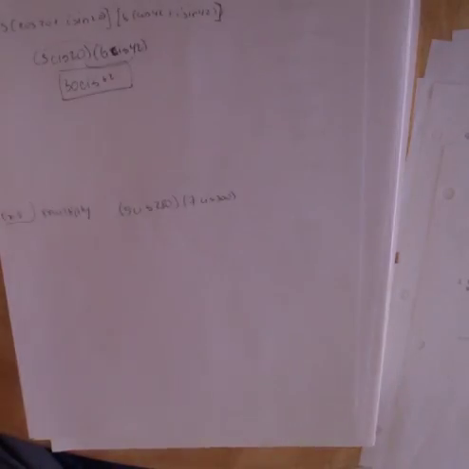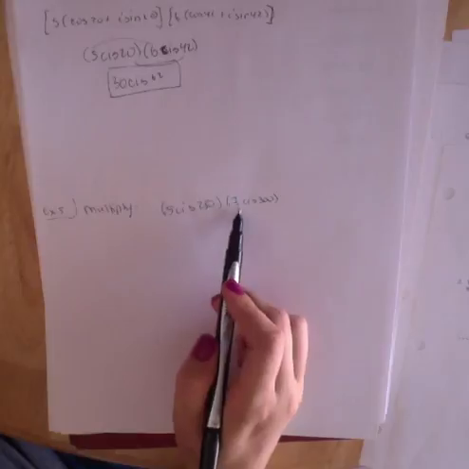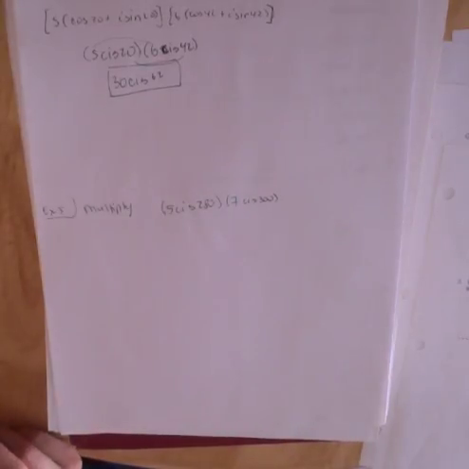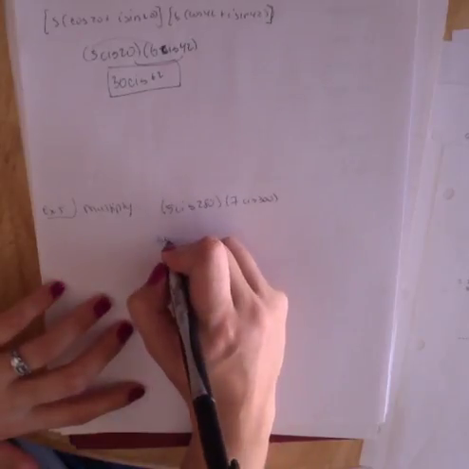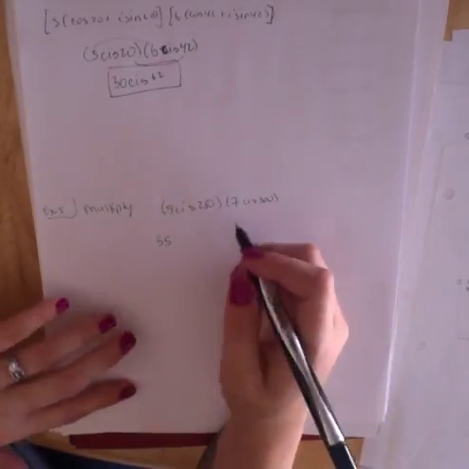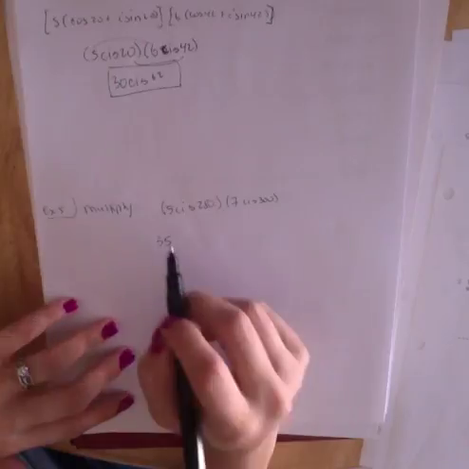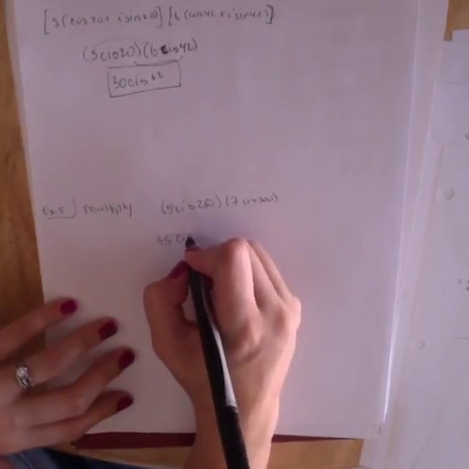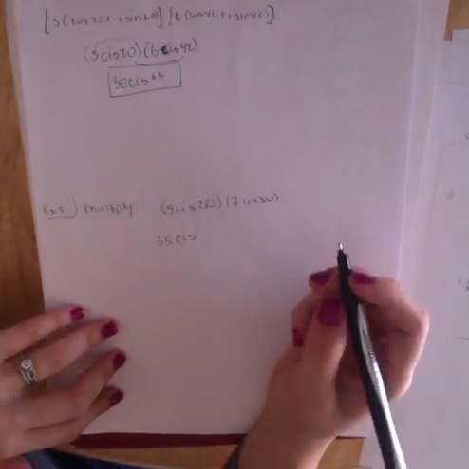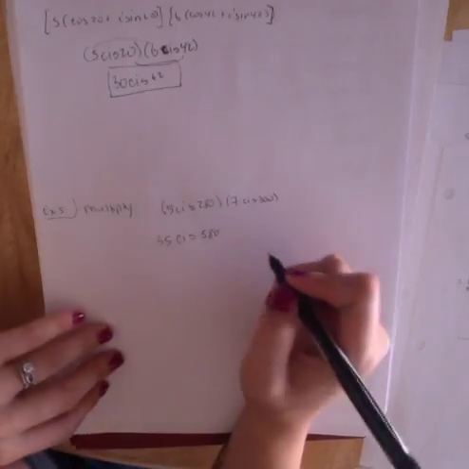Okay, let's look at this next example. Multiply 5 cis 280 times 7 cis 300. So we multiply the hypotenuses, hypotenuse, it's not a term, but that's what I'm calling it. So 5 times 7 is 35, and we'll have cis. We add 280 and 300, giving me 580.